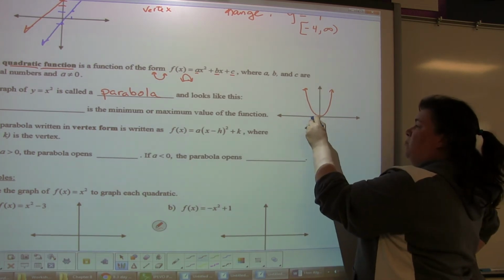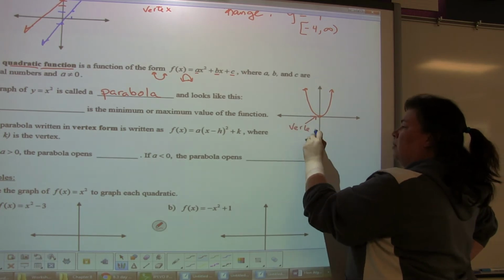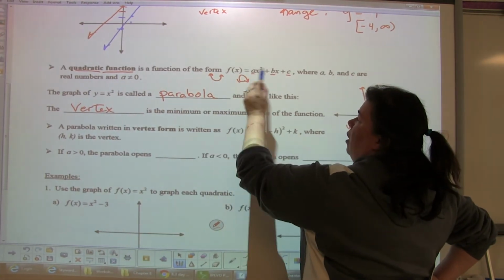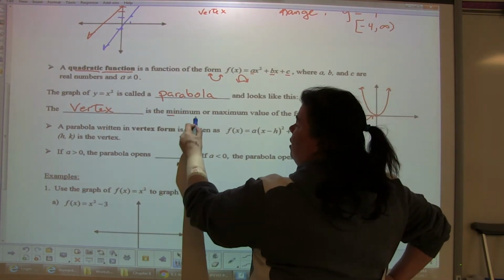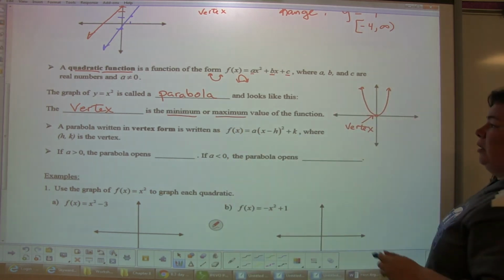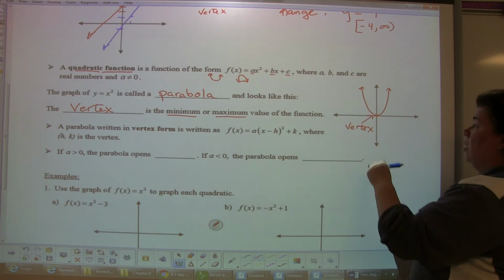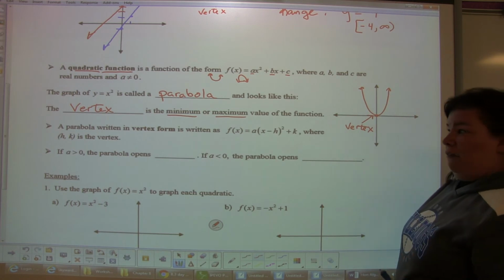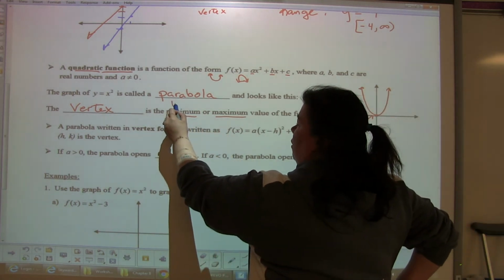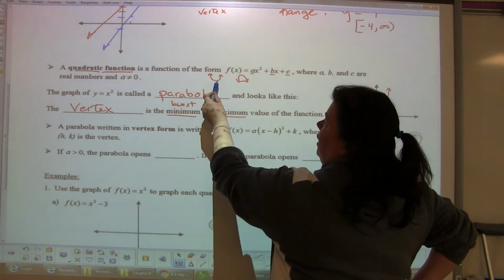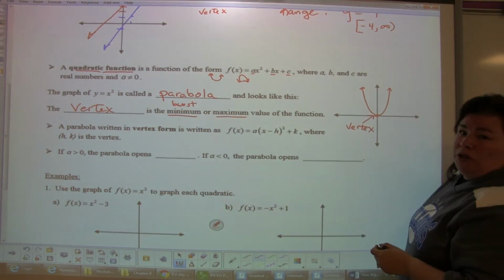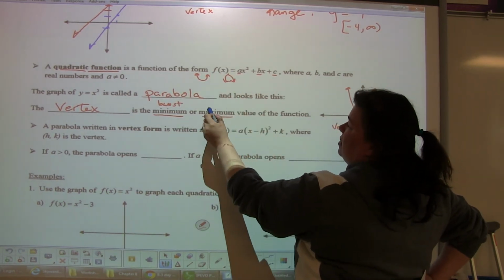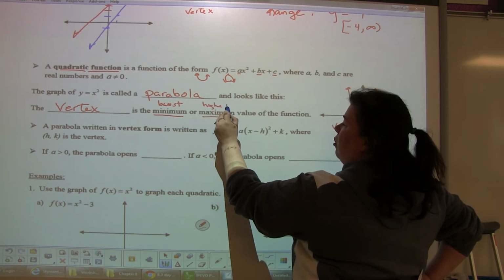In this case, this point is our vertex, which, depending on if you have a U-shape or an upside down U-shape, is either going to be the minimum or the maximum value of the function, meaning of our y value. So our lowest point will be at the vertex, and that affects the y value. The minimum is our lowest point. So if we have a regular U-shape, our vertex is going to be our lowest point. And if we have an upside down parabola, like this one over here, then our vertex is going to be our highest point, or our maximum value.